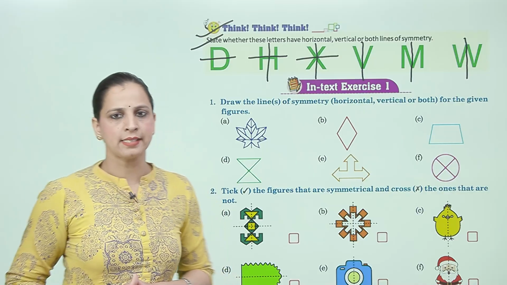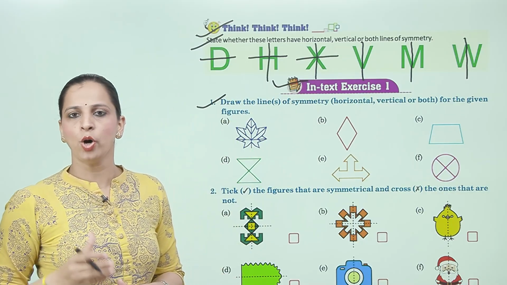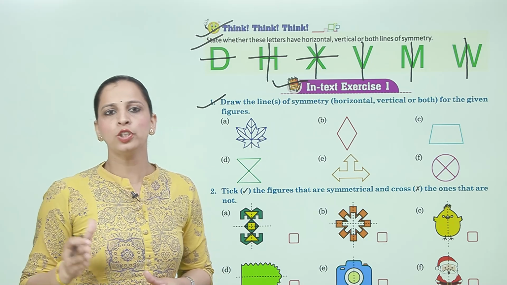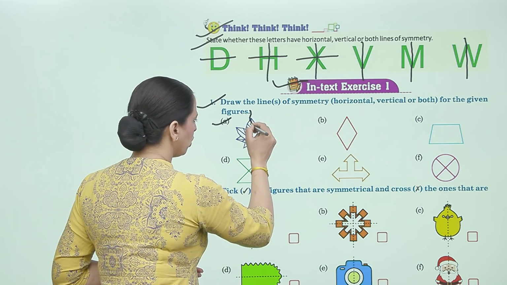Now in textbook exercise 1. Question number 1. Draw the lines of symmetry, horizontal, vertical or both for the given figures. Now, A part. This has one line of symmetry.